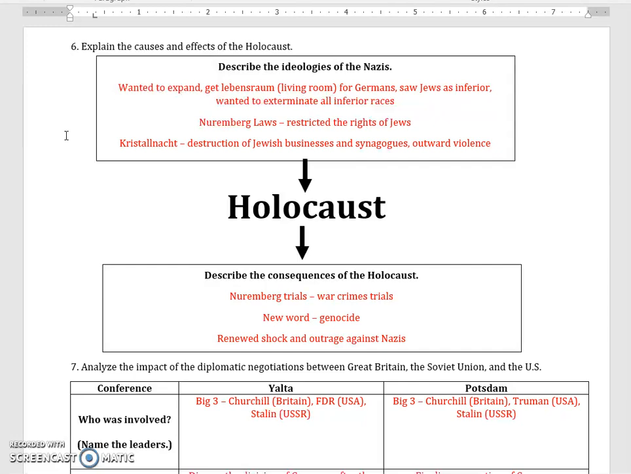As a result of the Holocaust, we do see war crimes trials, the Nuremberg trials, designed to try the Nazis for the crimes that they committed during the war. The United Nations develops a new word, genocide, for trying to eliminate an entire ethnic group. And it really brings back even more shock and outrage and anger at the Nazis as all of this is made public. Now, that's not saying that there wasn't some knowledge of what was going on beforehand. The Nazis certainly hadn't hid their racial ideologies, but the total extent of what was happening was not widely known.